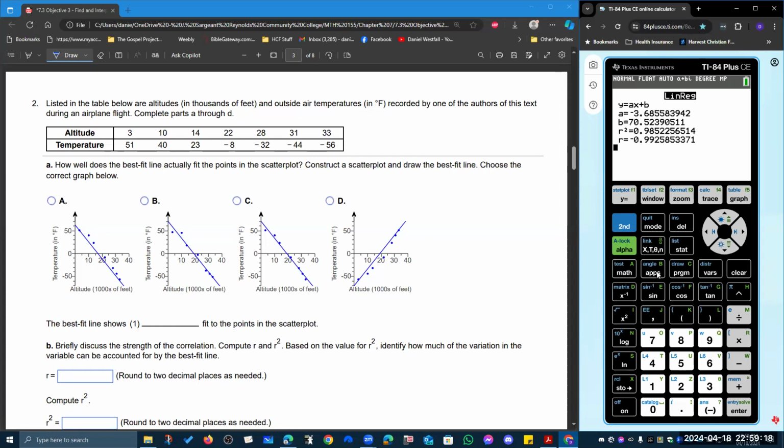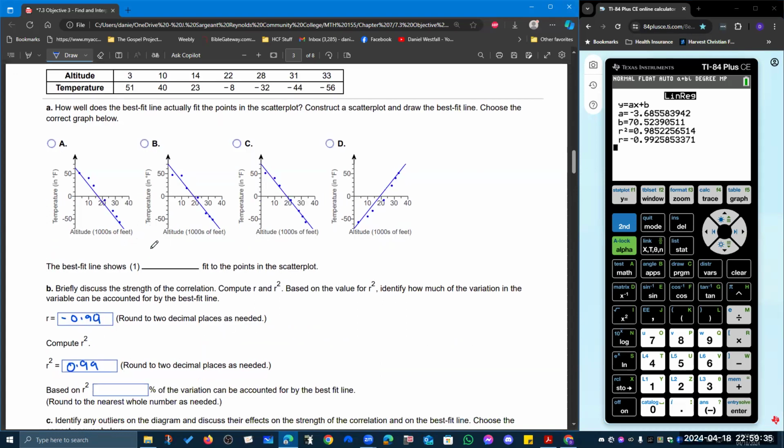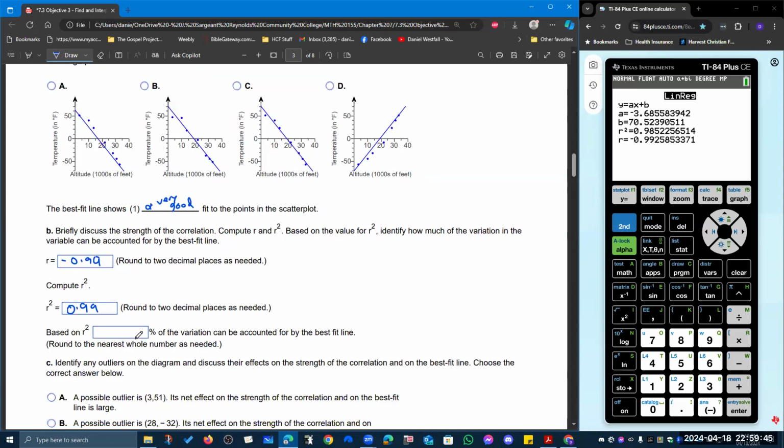And again, R is going to be negative 0.99, and R squared is going to be 0.99. This is going to be a very good fit to the points because those numbers are so high. This is 99%. The change in y can be explained by the change in x.